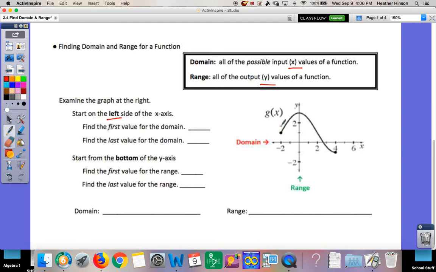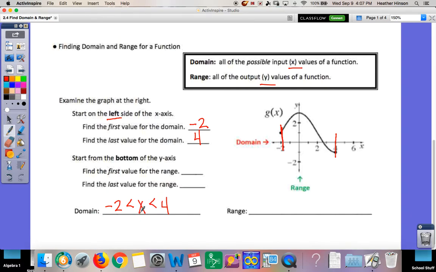So the first value on the left is going to be -2. The last value, we're going to go to the other side. We're going to go to the right, and that one's going to fall at 4. So for domain down here, it starts at -2, it stops at 4. In the middle, we're going to put x because domain is our x values. Between those numbers and the x, we're always going to put inequalities. These are always, always, always going to be less than symbols.